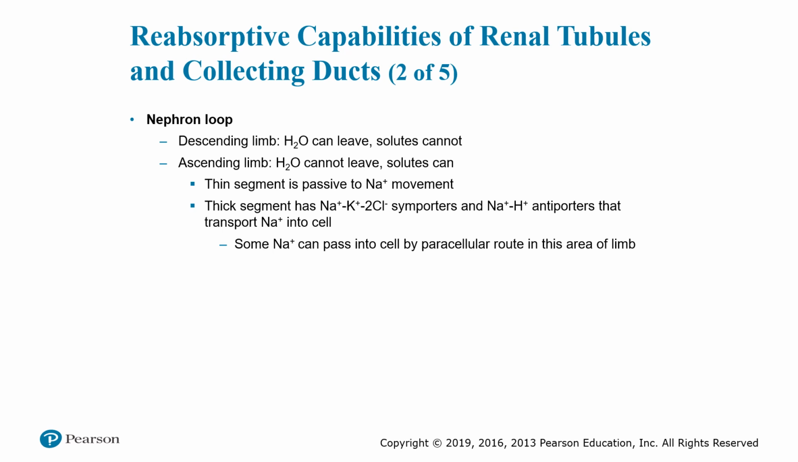And then on the apical surface, we also have a sodium hydrogen antiporter. It means that it is bringing the sodium in, but it is taking the hydrogen out. They are moving in opposite directions. And some sodium can also travel by the paracellular route. About 50% of the sodium passes through the paracellular route in this part, in the loop of Henle.